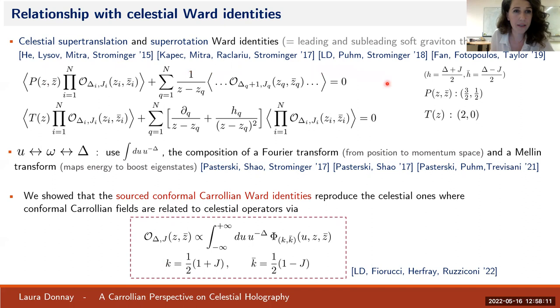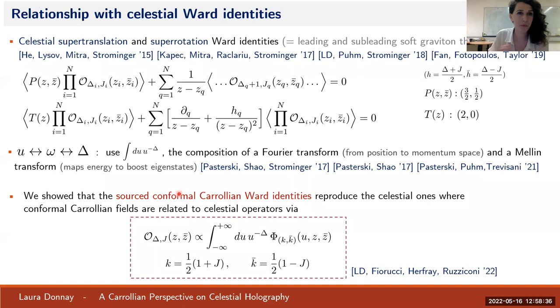So the Ward identity in the celestial CFT, which involves the supertranslation current and the stress tensor. Of course you will have to insert objects of different dimension and so on and so forth. But basically you can show that these two ways of formulating the Ward identities can be mapped to each other.